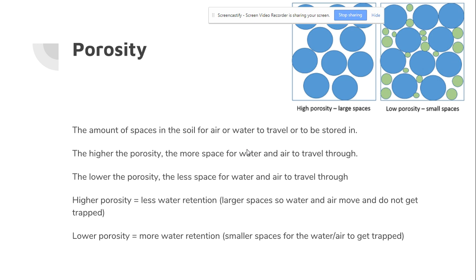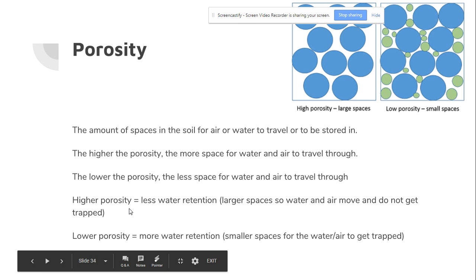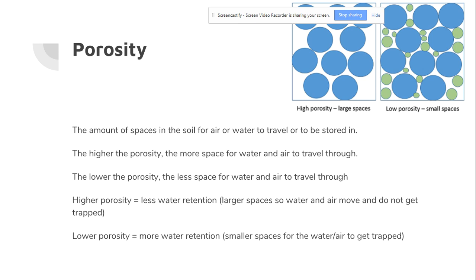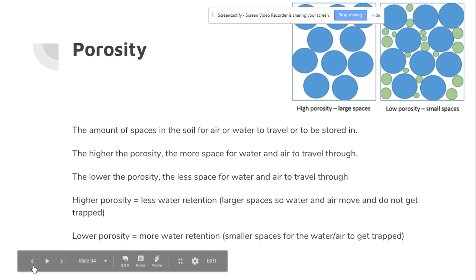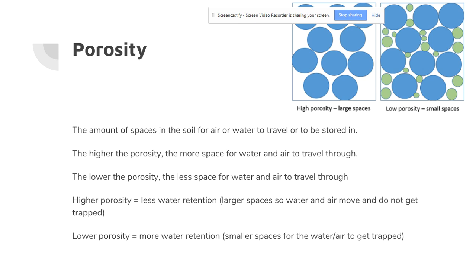Thus, it has a higher permeability and less water retention. So the lower the porosity, the less space for water and air to travel through, which means it's low permeability, which means it has high water retention. Don't worry, we're going to make a chart showing all of this. And then, so again, higher porosity equals less water retention. Lower porosity means more water retention.